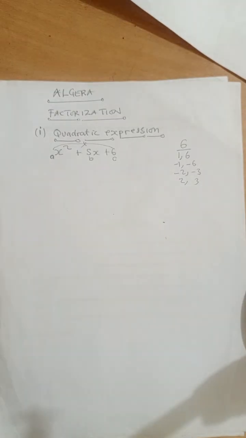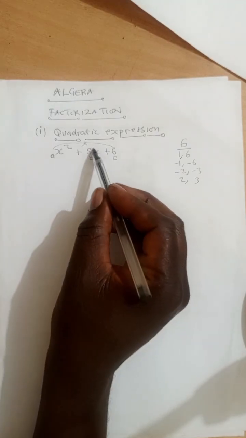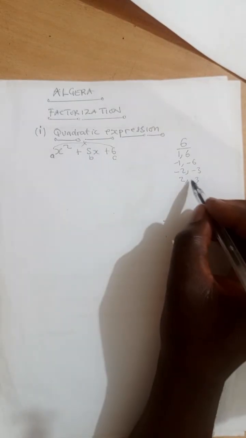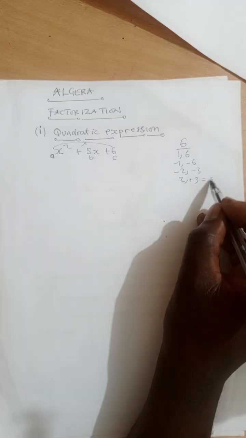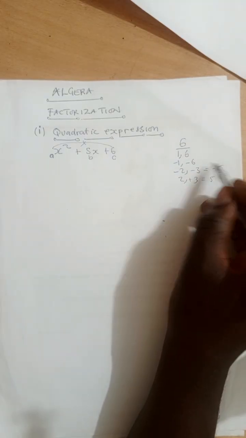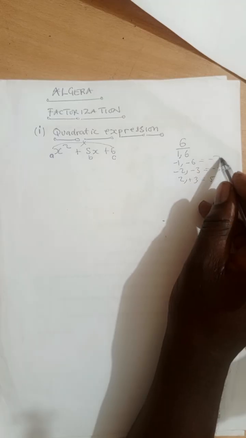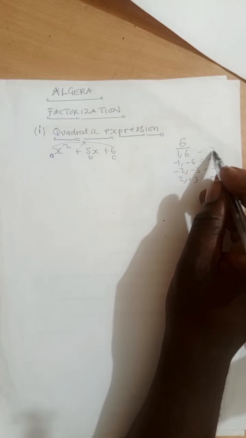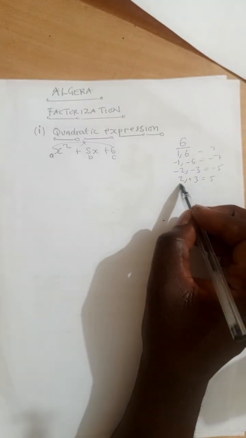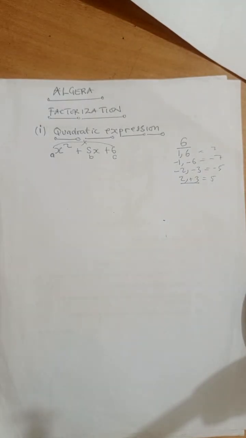From the list of these factors, we are going to pick a pair such that when you add them, they give us the middle term, which is +5. When you add this, you get 5. When you add here, you get -5. When you add here, you get -7. When you add there, you get 7. So the one that gives us +5 is the last pair of factors.